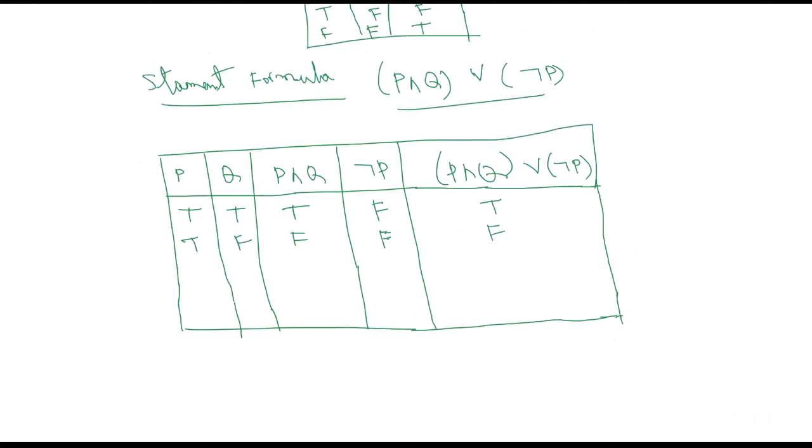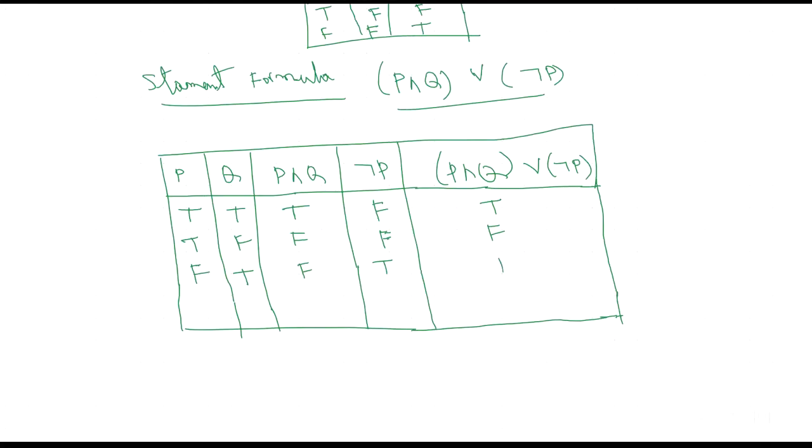Next. P is false, Q is true. P and Q is false. So negation P: negation P is true because P is false. So P and Q, negation P is true.